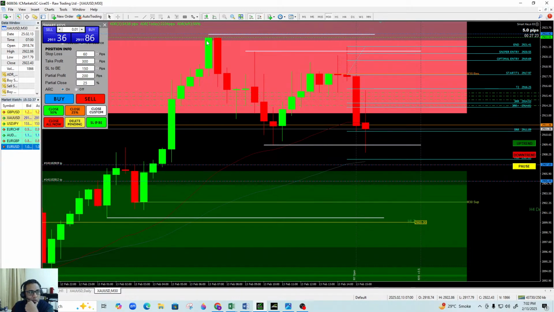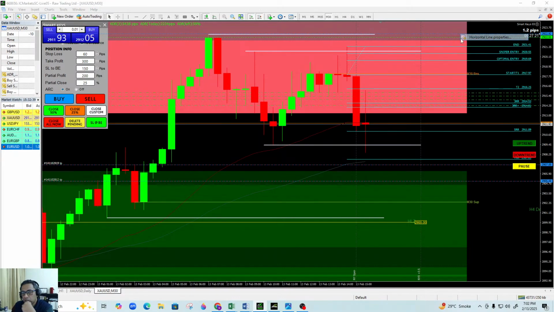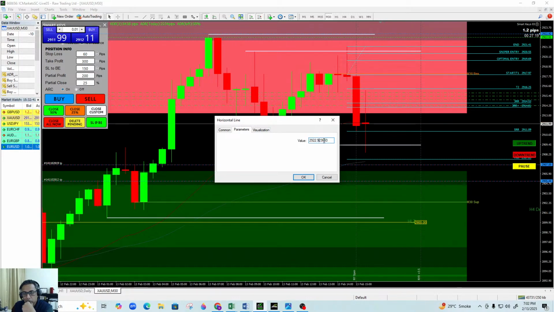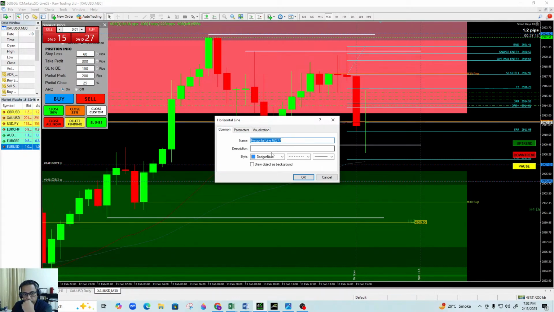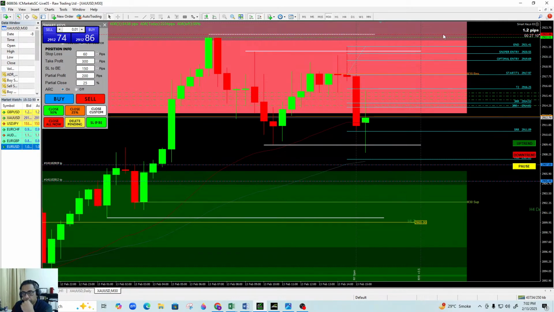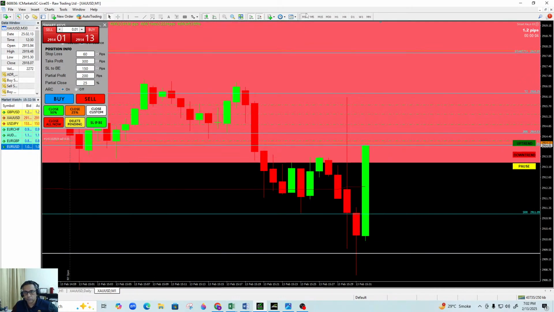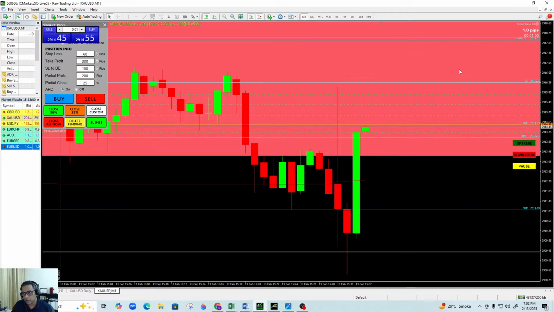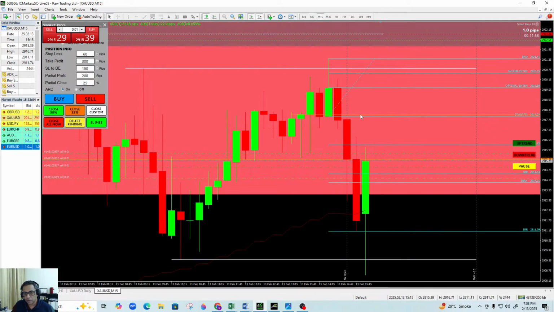So that high is 2286, let's say, yeah, 86. We might have a pullback again. That's fine. Yeah, we might pull back up here again to this area. That's okay. Price might come above this candle.